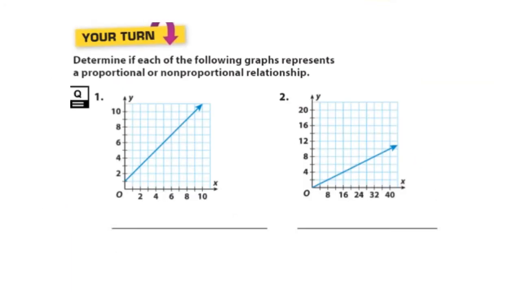Okay, so on this your turn, they want you to determine if it's proportional or non-proportional. So just look at the graph and see where they touch and see if they go through the origin. I'll give you a few seconds for this. Okay, so the first one does not start at the origin, does not touch the origin. So this is non-proportional. The second one does touch the origin. The second one is proportional.